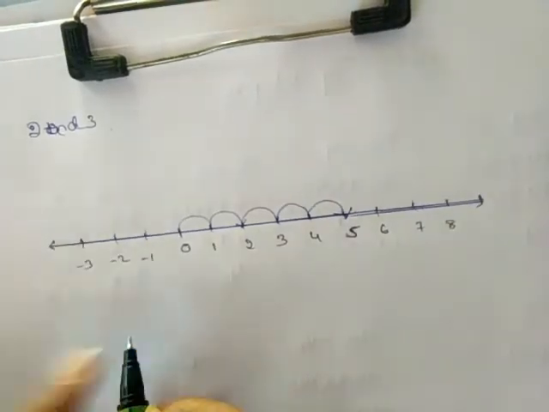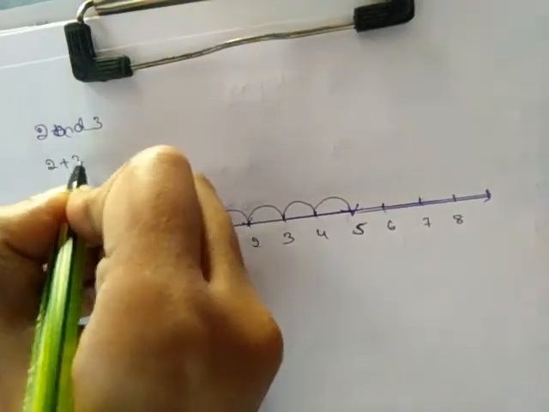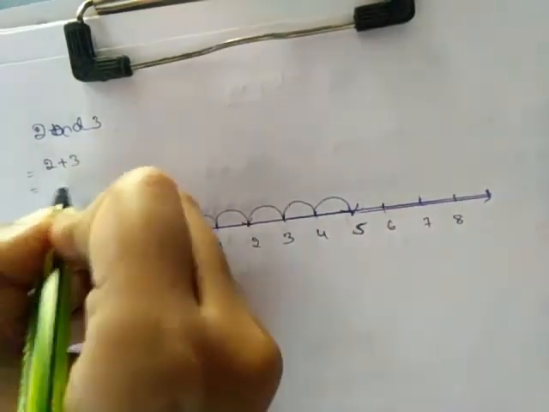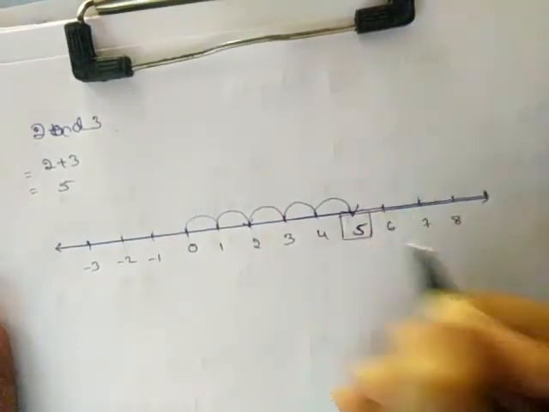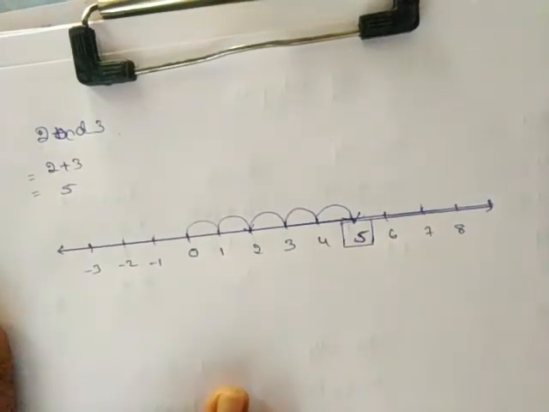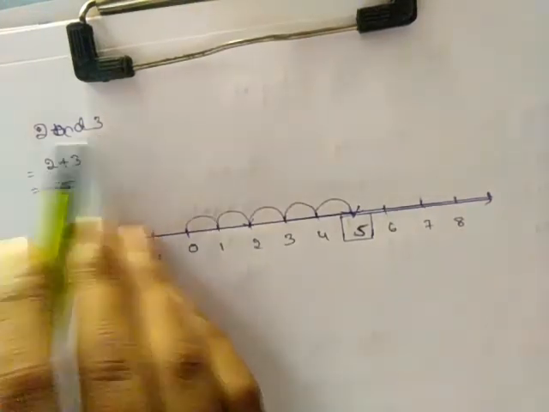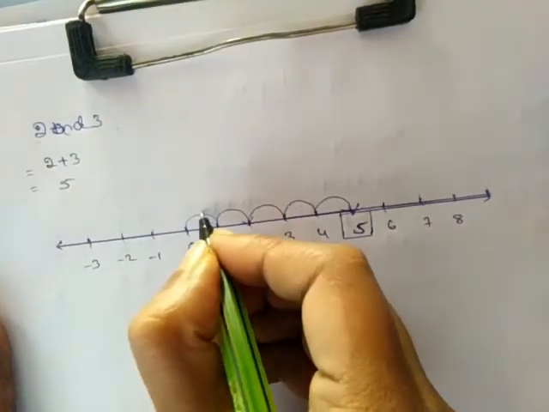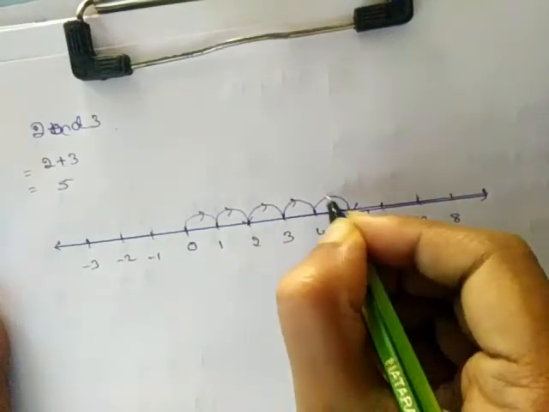It will get us to 5. We'll check it by calculating: 2 plus 3, how much do we get? We get 5. Here also we are getting the answer as 5, right? This is how we need to represent integers on the number line. As I told, these two numbers are positive, so the arrow mark will be facing the right side.